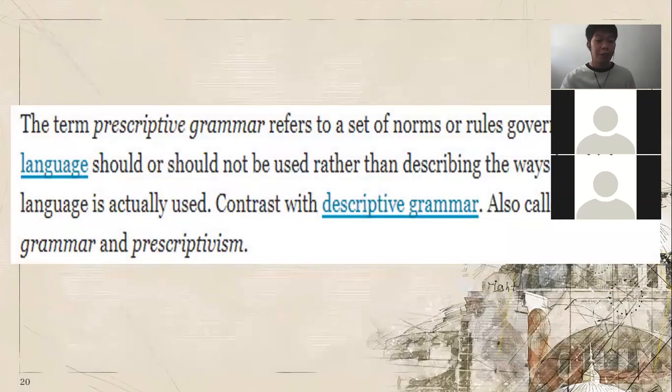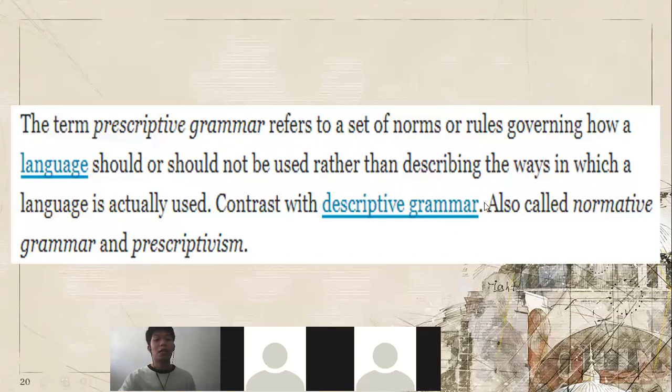First is the term prescriptive grammar. It refers to a set of norms or rules governing how a language should or should not be used, rather than describing the ways in which a language is actually used. Contrast with descriptive grammar, also called normative grammar and prescriptivism.